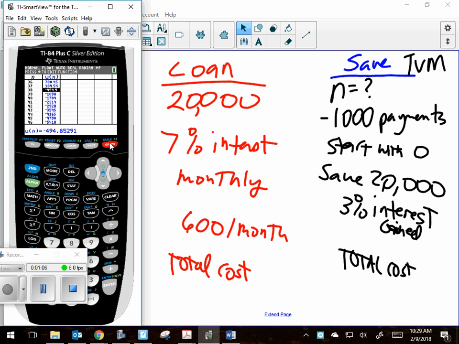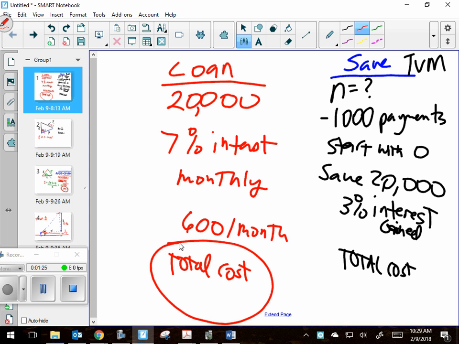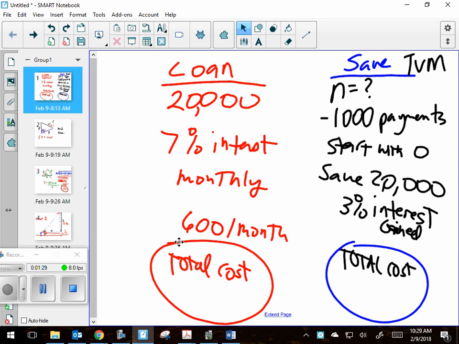Okay. Do you have that number yet? I think it was around 20. How many? 20 what thousand? 22,000 something? Okay. I want you to write that number down, because I want this total cost, and I'm going to compare it to the total cost if we saved up the money.